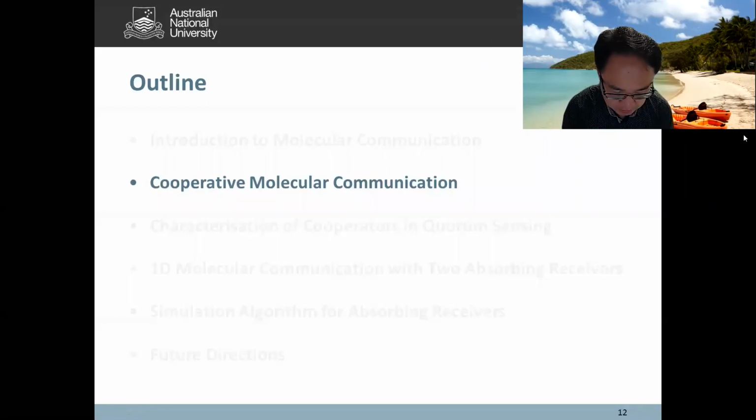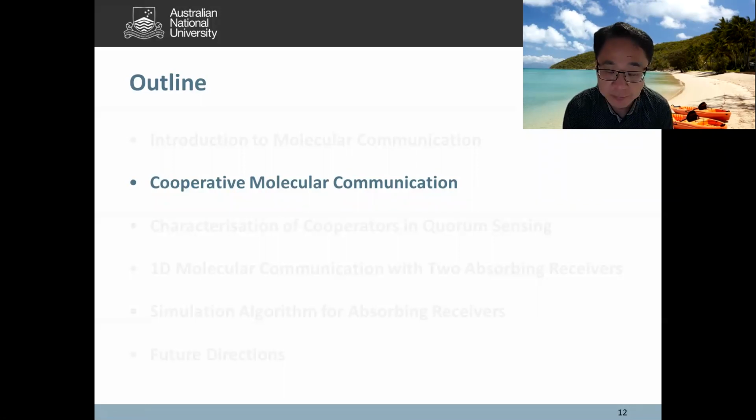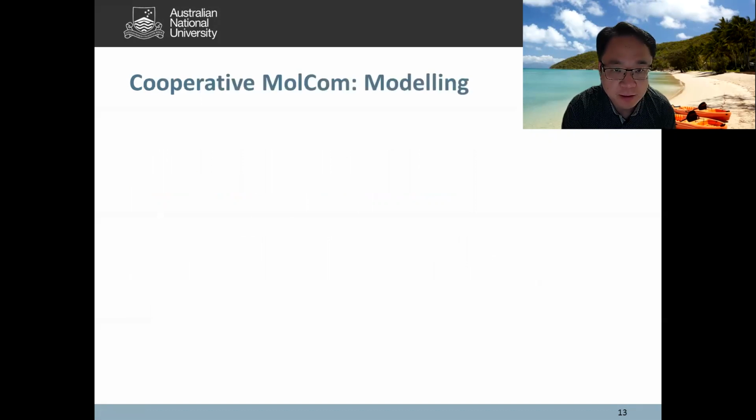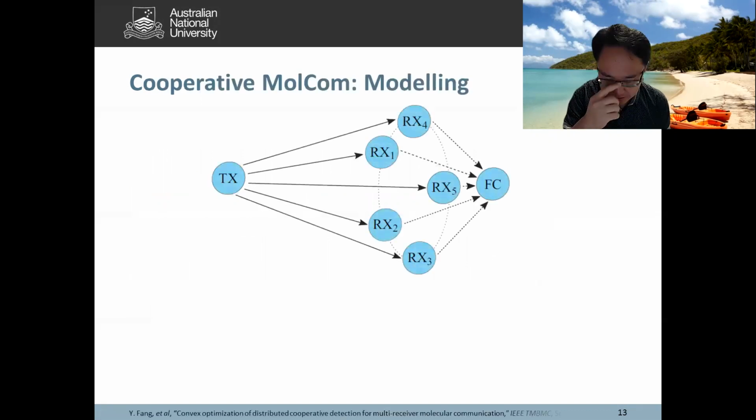So now let's look at the first work that I have been doing for cooperative molecular communication. Let's start with modeling. In this first work on cooperative modeling, as we mentioned, we would like to explore the benefits of using multiple receivers to enhance the reliability of the molecular communication system.